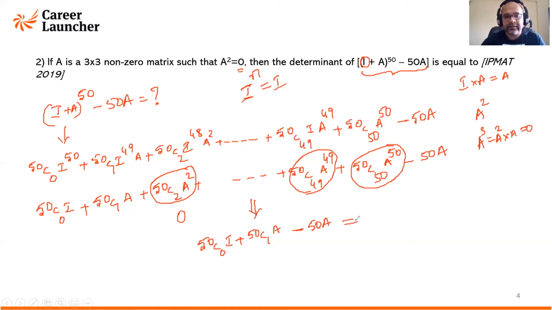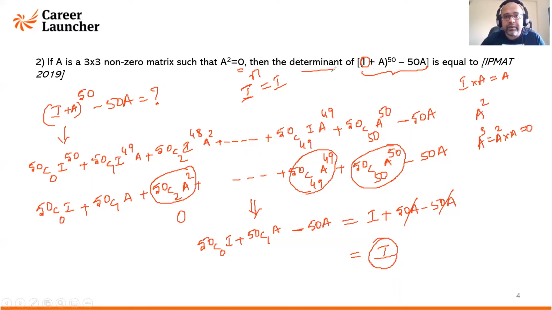Now, if you simplify this further, 50C0 is 1, which is I, plus 50C1 is 50A minus 50A. This will get cancelled. The given expression becomes simply I. The entire expression will become simply I.